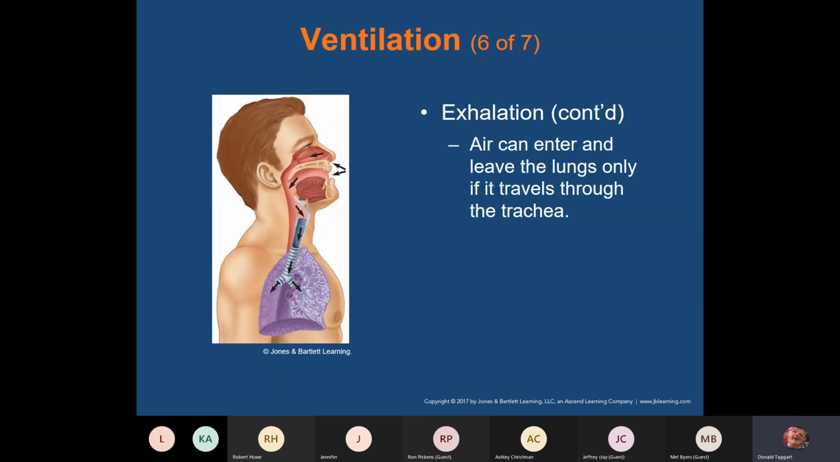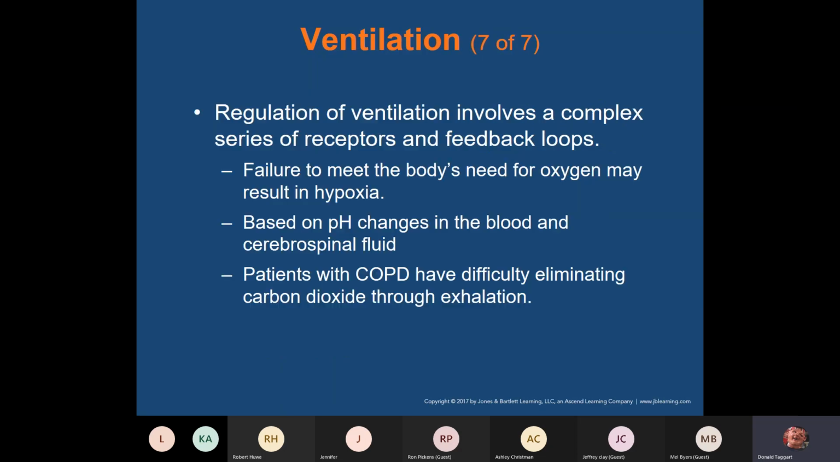Okay, so you guys should know this. Air comes in and out of the trachea. Regulation of ventilation involves a complex series of receptors and feedback loops. Like we talked about, in the medulla, in the pons, some in the aorta, in a typical, normal, healthy human, it's measuring your carbon dioxide levels.